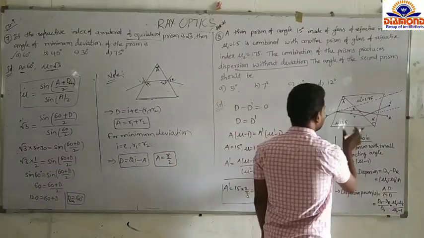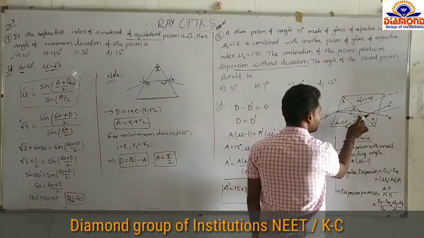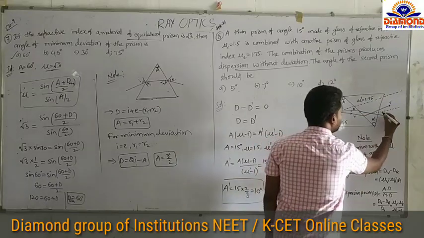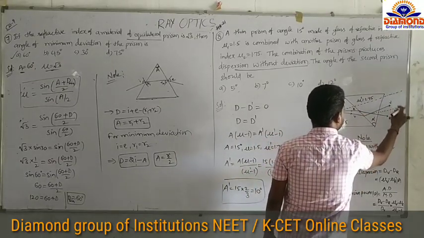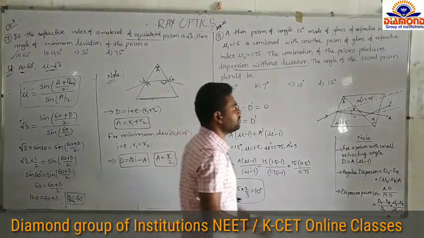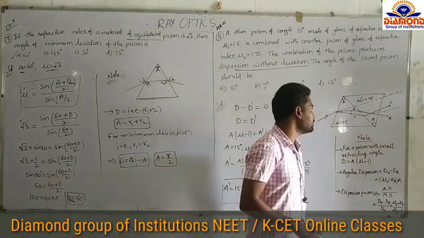Without deviation means the deviation produced by this prism is cancelled. The mean deviation produced by the first prism is cancelled out by the mean deviation produced by the second prism. That means the mean deviation ray is parallel to the extended incident ray. So here it is parallel. That's why we can call it dispersion without deviation.